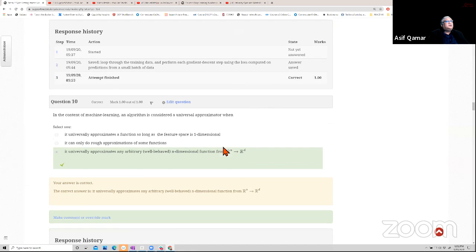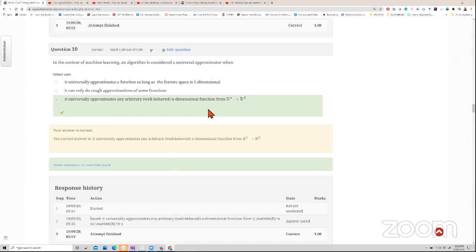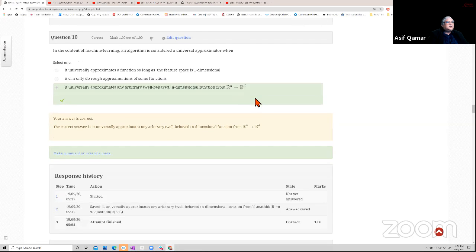So that's that. In the context of machine learning, an algorithm is considered a universal approximator when, well, this is practically a matter of definition, to review if you understood what universal approximators are. It can approximate any regression. For example, it approximates any arbitrary n-dimensional function like this. Now, in the case of regression, we are literally looking at that function. In the case of classification, that function is your decision boundary. The surface, the hypersurface that that function represents, is your decision boundary, right? So that's how it works.